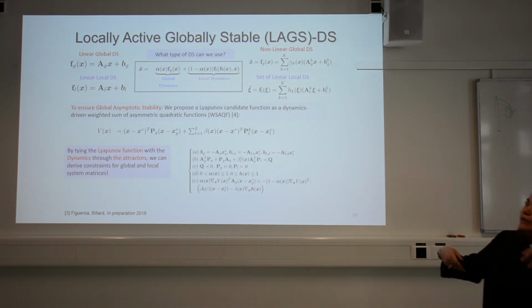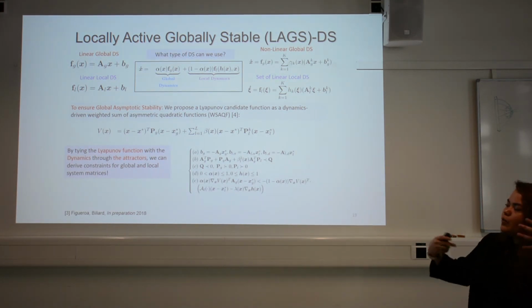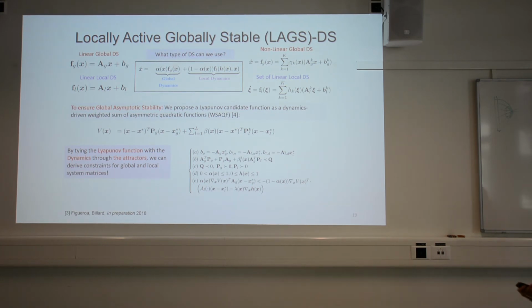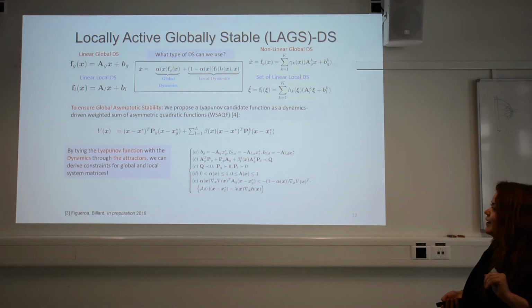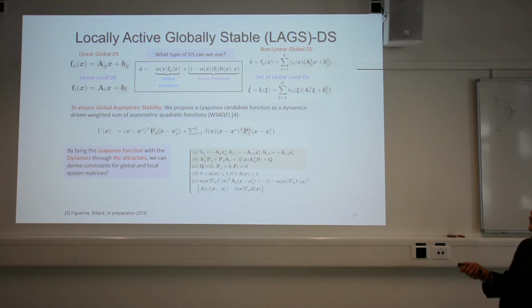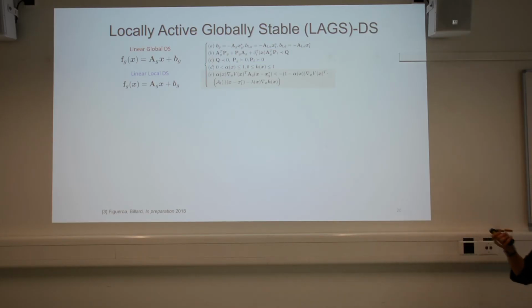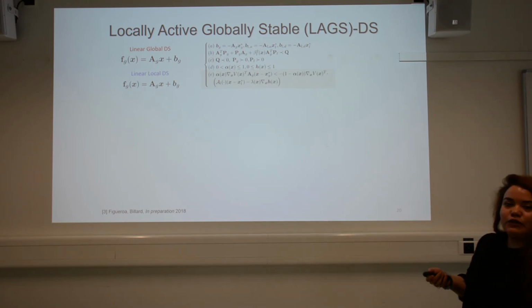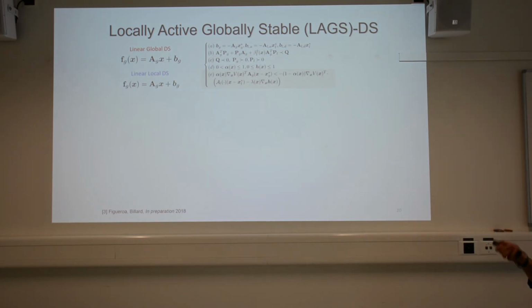So we're tying the Lyapunov function, our complex Lyapunov function, with all of the attractors that we have in our dynamics. And this is just an example of all of the constraints that we need to impose for stability. For example, all these constraints are for our global dynamics. These constraints are for our mixing functions, and this constraint is for our local dynamical systems, for a set of locally active dynamics.